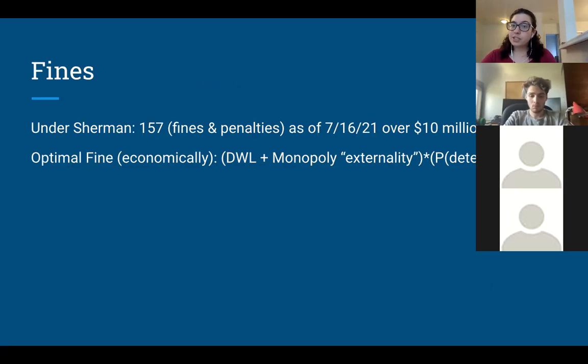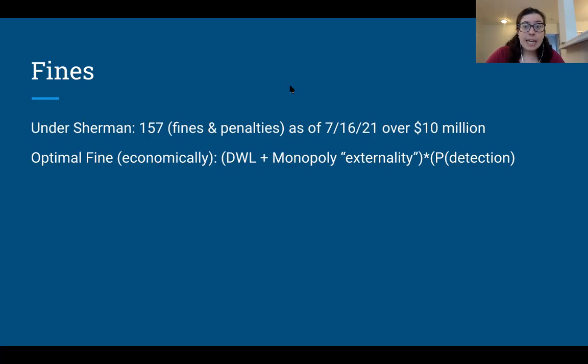One thing that's really important to note here is that under Sherman there have really only been 157 fines and penalties of at least $10 million. When you think about the amounts that companies such as Amazon, Microsoft, etc. make, it is so much more than $10 million. So the important part of knowing these fines is that they are significantly less than an optimal fine.